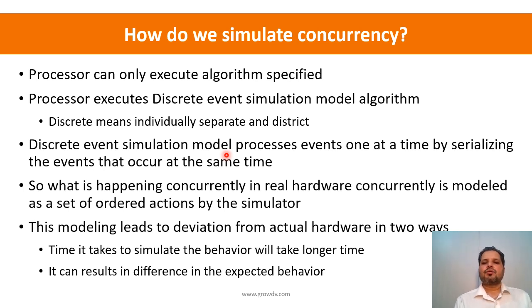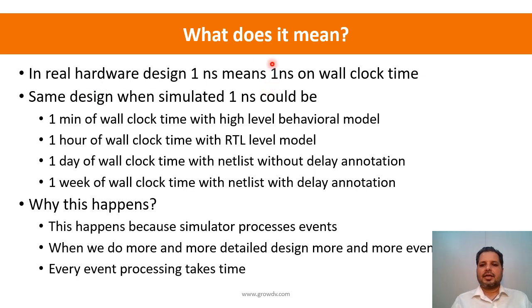And once we do this, there are two possible deviations that can result. One deviation is that the time it takes to simulate the behavior will be longer than what it would have taken in actual hardware. And second, there are cases where we violate certain coding guidelines, so that the behavior that we expected or modeled may not get simulated. So those are the two cases in which it will become different, and let's look at what each of these cases means in detail.